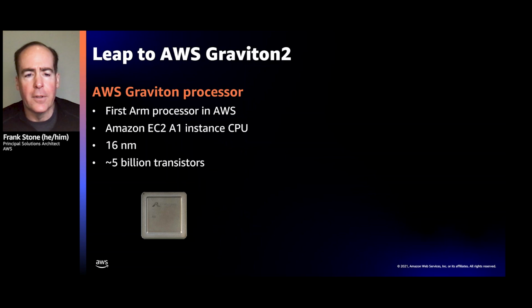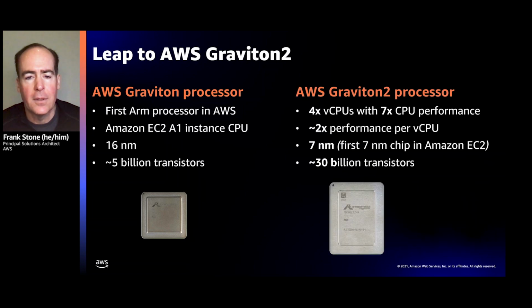Here you see a picture of the original Graviton processor that we announced in 2018. It was the first ARM processor in AWS, and it is implemented in the EC2 A1 instances. It was built on a 16 nanometer process and has about 5 billion transistors.